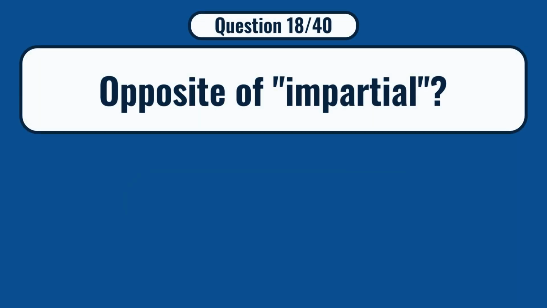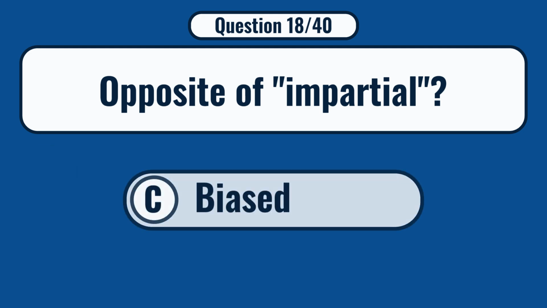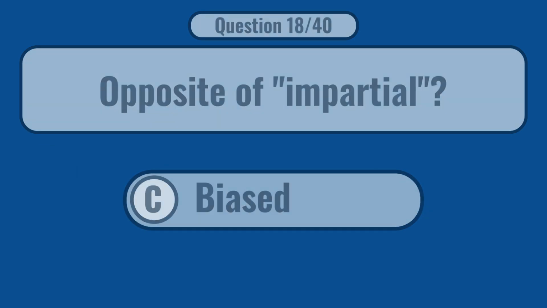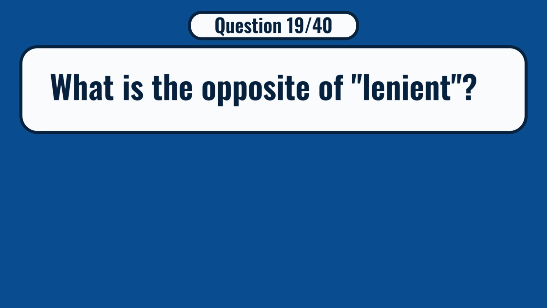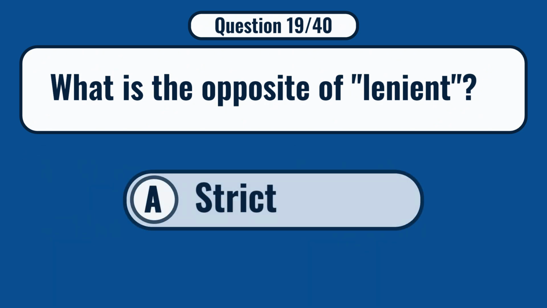Opposite of impartial. Answer C, biased. What is the opposite of lenient? Answer A, strict.